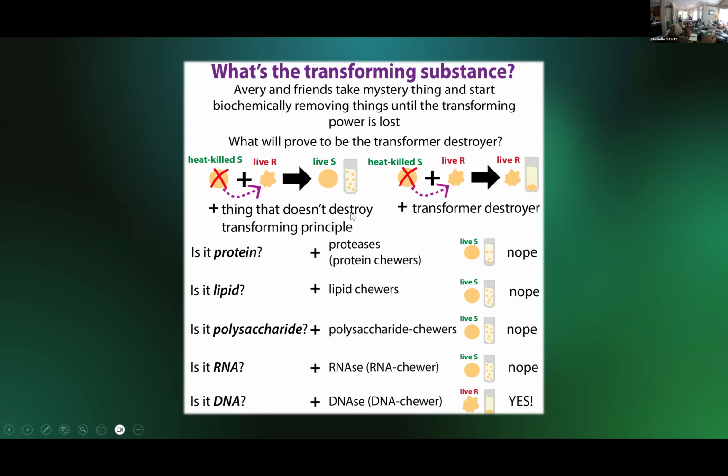So basically what they did is they went through the process of elimination. They knew that there were certain things that were part of these single-celled organisms, these bacteria. They had proteins, lipids, polysaccharides, RNA, DNA. So they put things in that would basically chew those up and mess them up, make them not do what they're supposed to do. And by process of elimination, they determined that it was the DNA that was passing along the information.